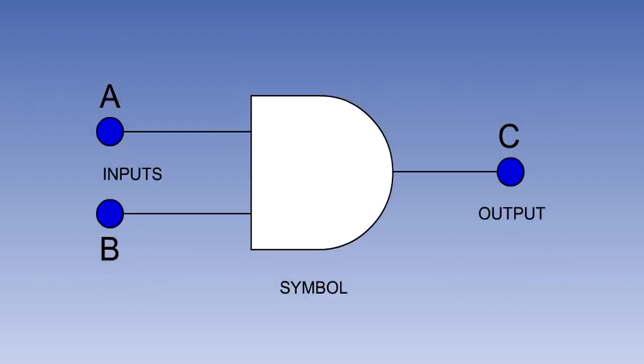Shown on the screen is the symbol for an AND gate. The AND gate is used to represent a situation where all inputs to the gate must be 1 to produce a 1 output. If any input is a 0, the output will be 0. The AND gate can have 2 or more inputs.